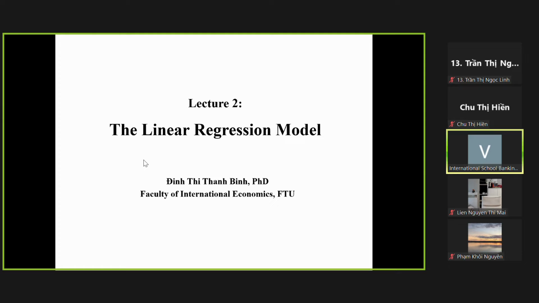So you should print out the slide and take notes very carefully. Lecture two is the linear regression model.